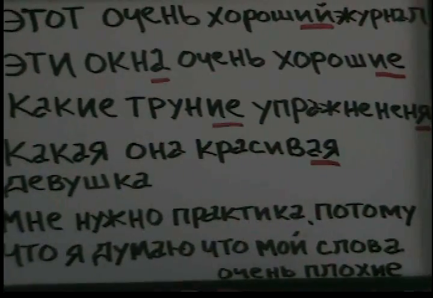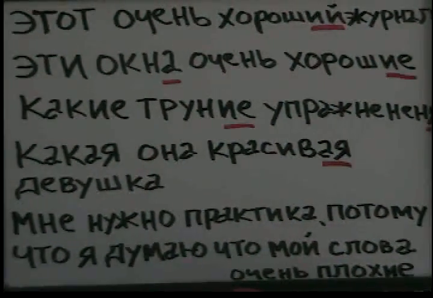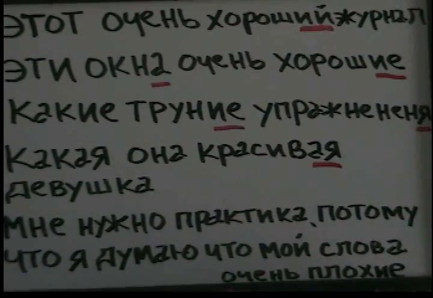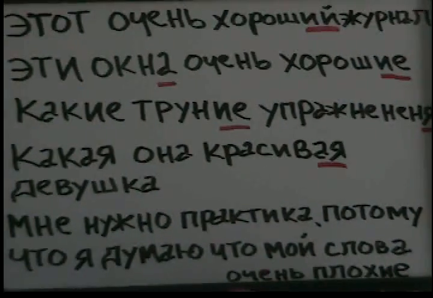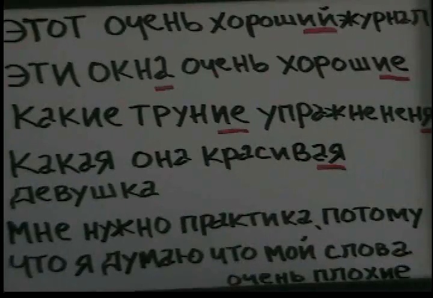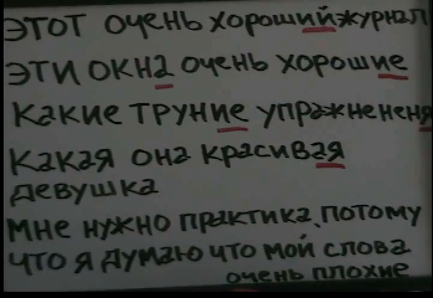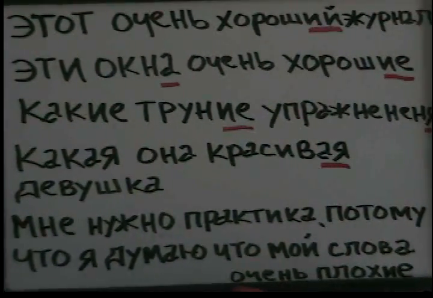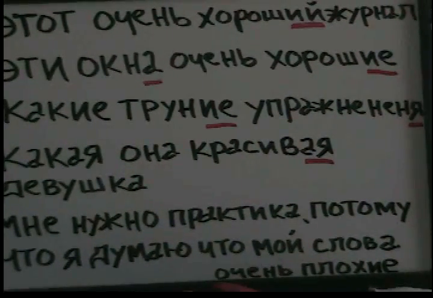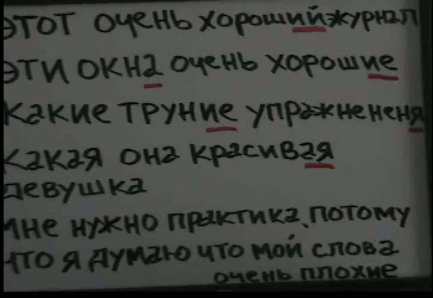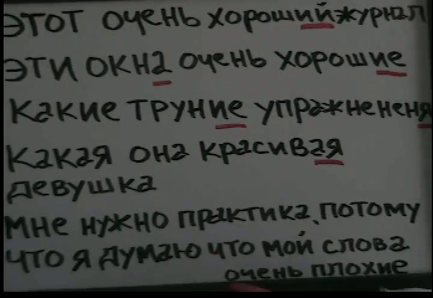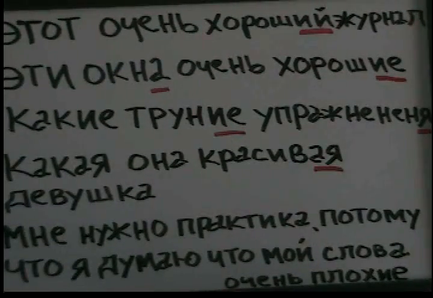So all of these words are in plural. You have to keep the gender going. So it says how difficult these exercises are. These exercises are so difficult. Kakie, what or how. As you can see, there's ie there, trudnie, and then upražnenija for the neuter plural. So everything is in this plural form.